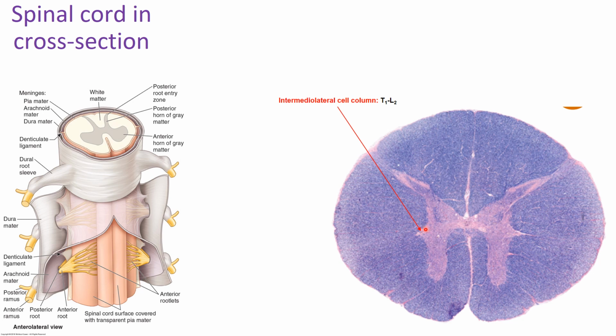Now this structure is only located in the levels of T1 to L2. So in the levels of T1 to L2, you will have an intermediolateral cell column. The importance of this structure is that this is the location of the cell bodies for your sympathetic efferent nerve fibers. So this is the only place in the entire body where you have the origin for nerve fibers for sympathetics coming from the central nervous system. So again, from T1 to L2. So you only see this intermediolateral cell column from T1 to L2.